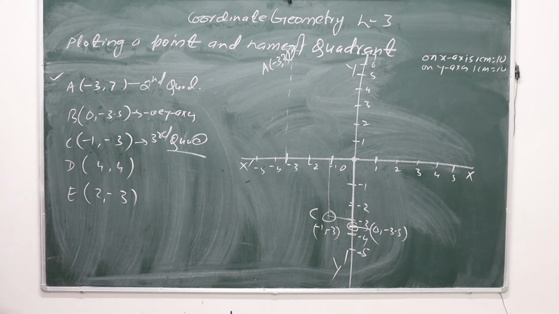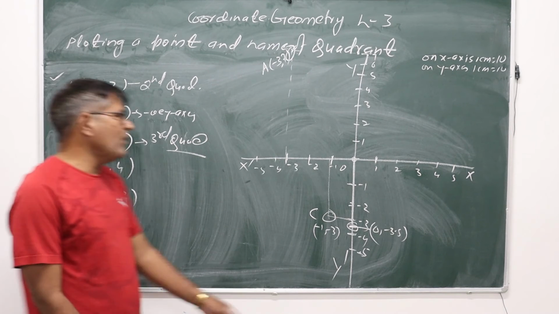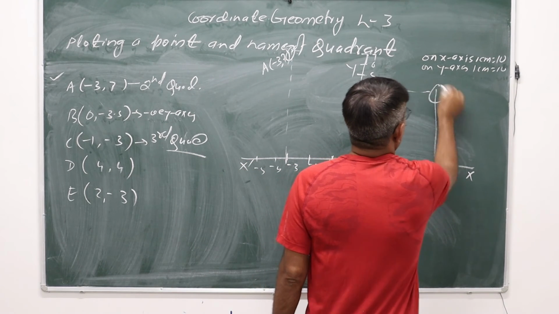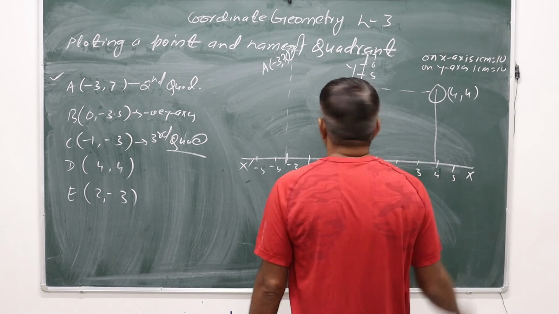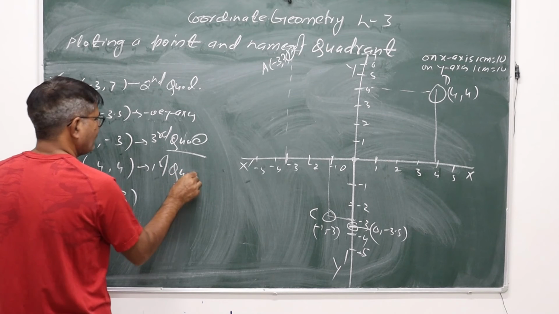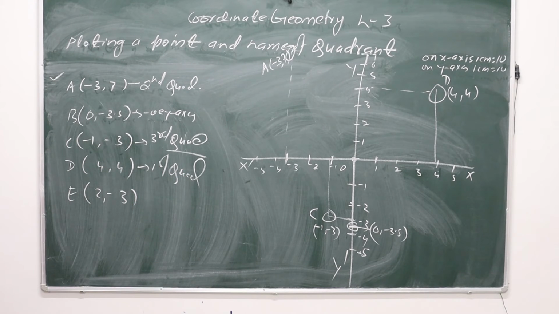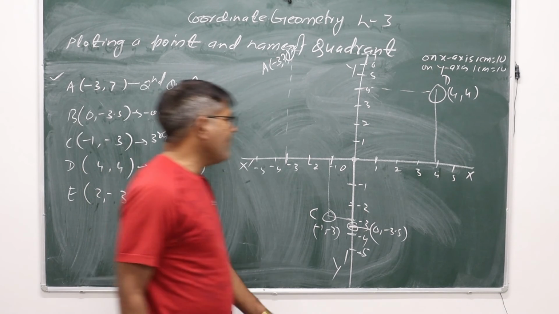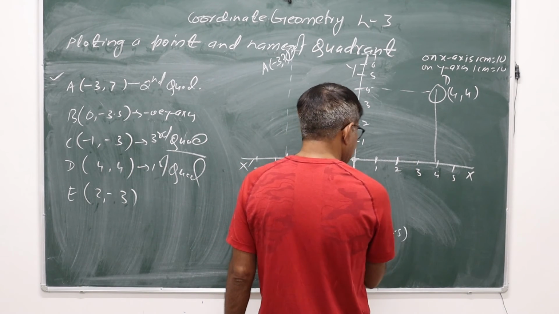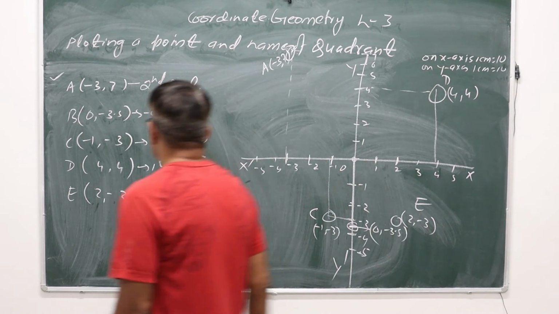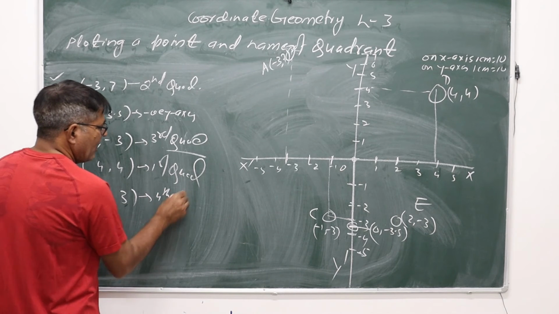Then next point is D (4, 4). Abscissa is also positive, ordinate is also positive. So both are positive, so in the first quadrant, x is 4 and y is also 4. So this is the common point (4, 4), and we can plot this by D point, and quadrant is first quadrant. Then next E point, abscissa is +2 and ordinate is -3. So this will be in the fourth quadrant. ये x 2 है, y -3 है. So this is the point (2, -3) and nomenclature is E. So this is the fourth quadrant.